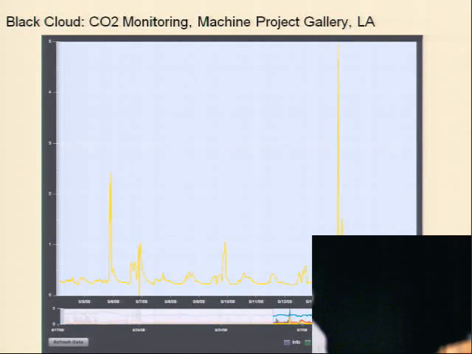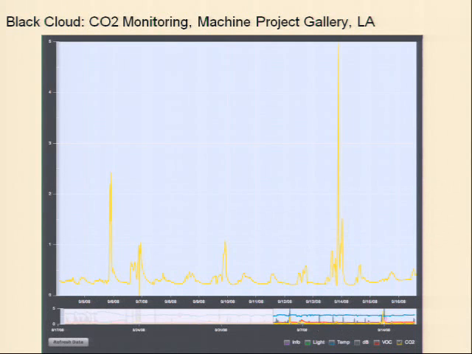Here is another channel we monitor, which is carbon dioxide. And you see this is a gallery in Los Angeles, and when they have public events or openings, their carbon dioxide shoots way up to 5,000 parts per million. The average is somewhere down here around 300 parts per million.